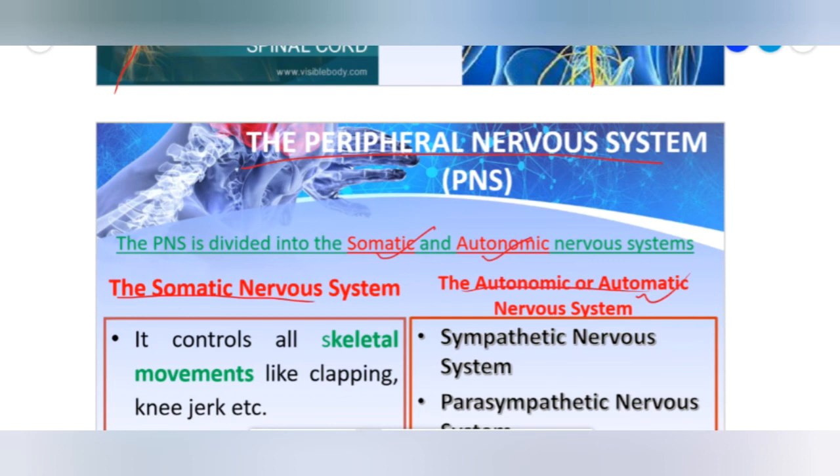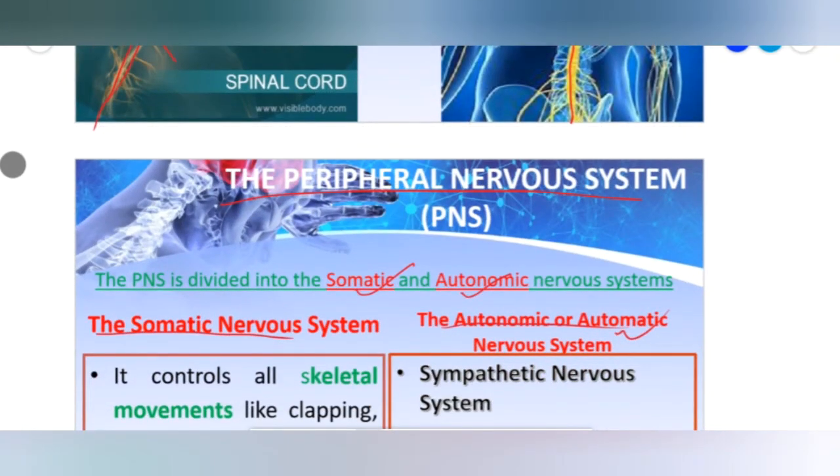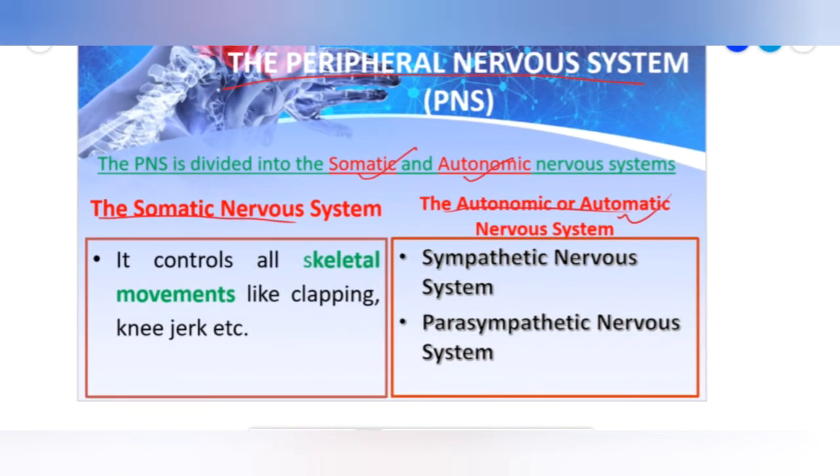Now, when we talk about the somatic nervous system, it is the part that leads from the brain. It moves straight from here to the spinal cord. These are the neurons that you will see immediately from the brain to the spinal cord. The role of the somatic nerve is to control the skeletal muscles. It controls the skeletal muscles like clapping, knee jerk, running, etc. Now that's the role of the somatic nervous system.